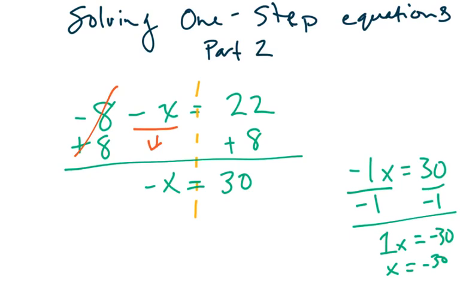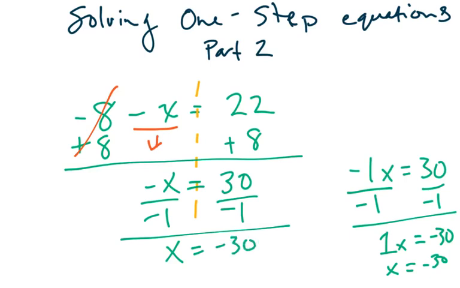So now I've got it. So I divided by negative 1 on both sides, always to both sides. And so there's an implied 1 here, negative 1 here. And negative 1 divided by negative 1 is positive 1, so I just get x by itself. 1x is the same thing as x. And then 30 divided by negative 1 is negative 30. So the answer is x equals negative 30. So this actually was a two-step equation. In reality, this was a two-step equation of sorts, okay?